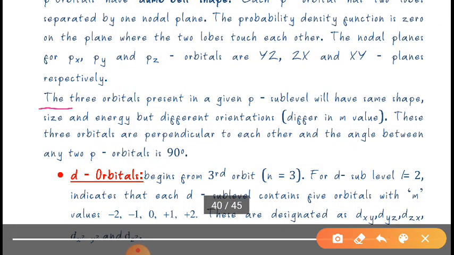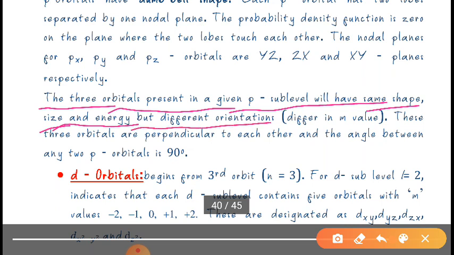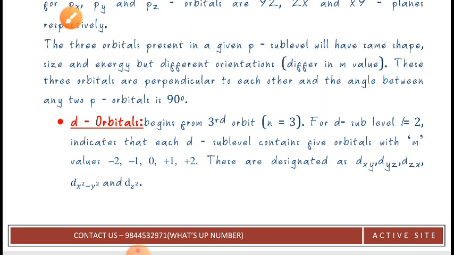Now next, what we can say, the three orbitals present in a given p subshell will have the same energy, same size, same shape, but a difference in orientation. As I have already told you, the orientation will be different, but the shape and size and the energy will be the same, okay. So this was about the p orbital.